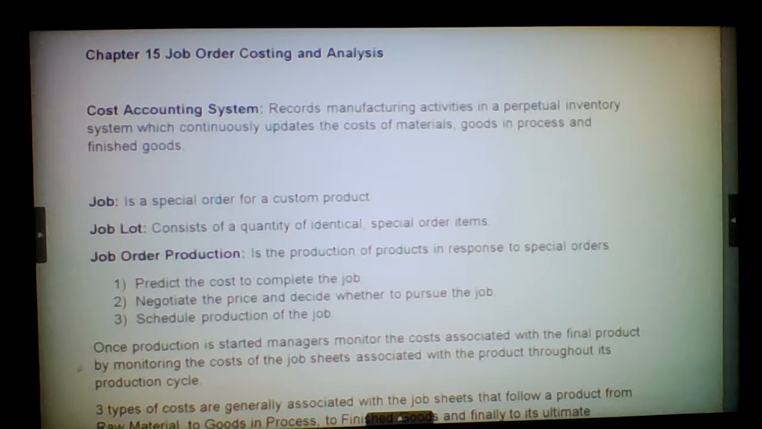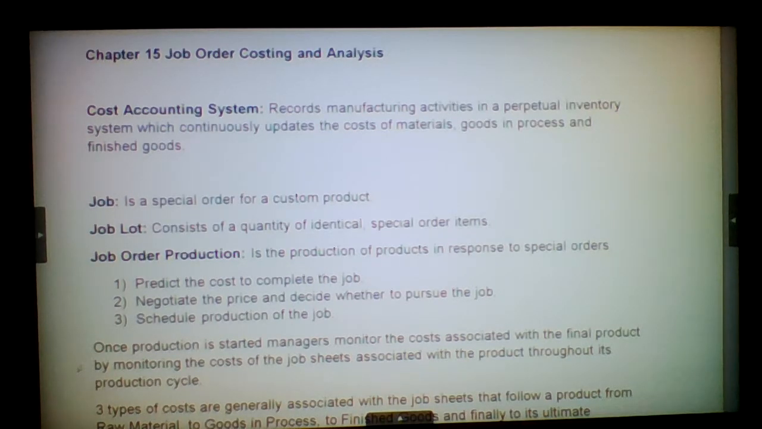Now we're going to go into some terms and what they mean as far as it pertains to your class. Job is a special order for a custom product. This would be akin to going into Hibbett's and getting them to make your team a set of custom hats for your baseball team. Job lot would be the same thing as I just discussed with job. It would be getting a bunch of the same thing made custom-wise.